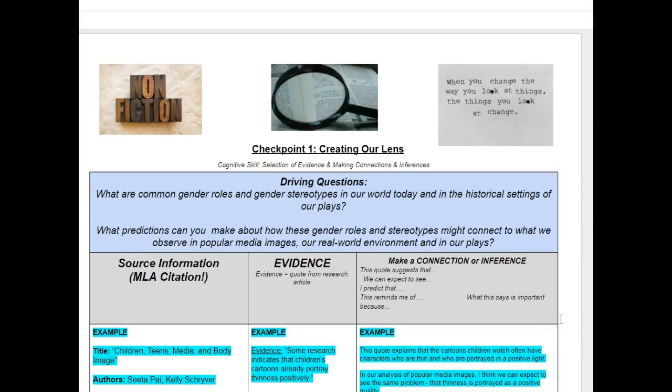In this graphic organizer, you're given an example, finding a source and citation with MLA. MLA stands for Modern Language Association. MLA is what we're trying to learn how to do with citations and evidence. Okay, so then you find some evidence after you research an article, and then you make a connection of what you predict, or what it reminds you of, or what it says.